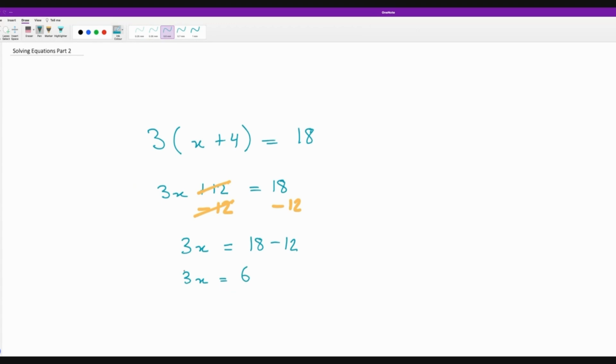And from here, we need to move this multiplied by 3 over to the other side. To move this multiplied by 3 over the other side, we divide both sides by 3. So doing the opposite. That way, the multiplied by 3 and divide by 3 cancel, leaving us with x is equal to 6 over 3, which is just equal to 2.